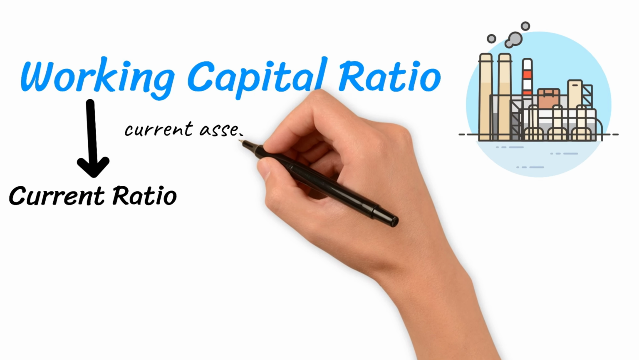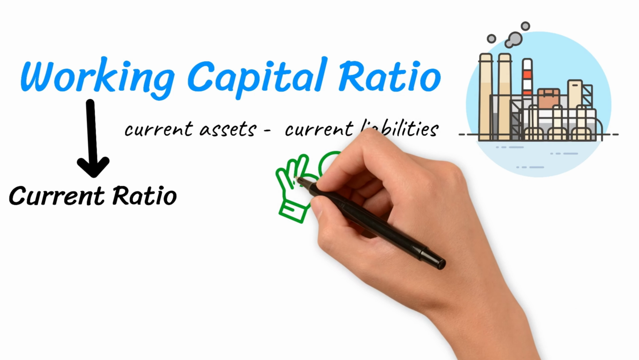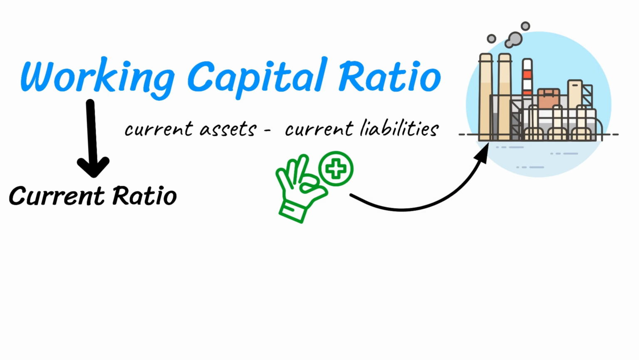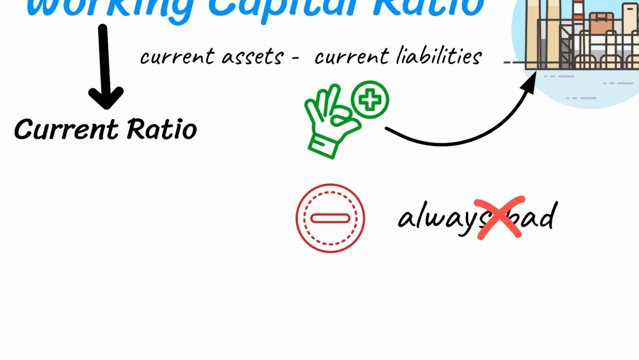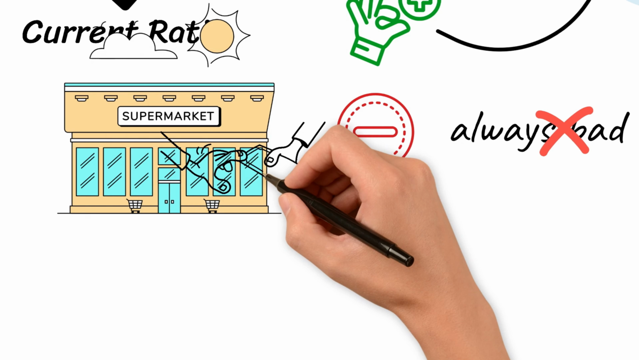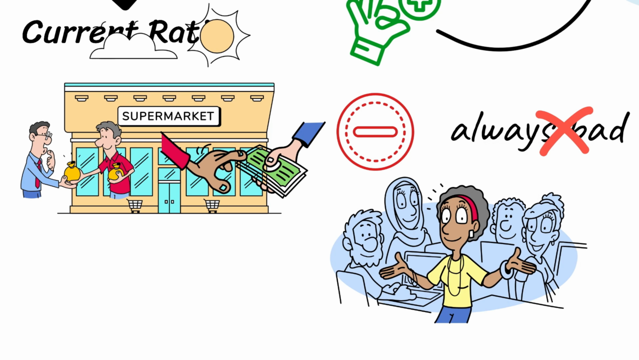Working capital is current assets minus current liabilities. Positive working capital means the company has a buffer to run daily operations. Negative working capital isn't always bad. Some businesses, like supermarkets, deliberately run negative working capital because they collect cash from sales before paying suppliers. But understanding why it's negative matters.